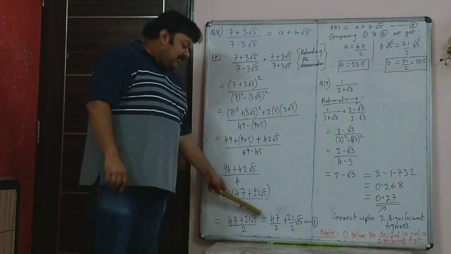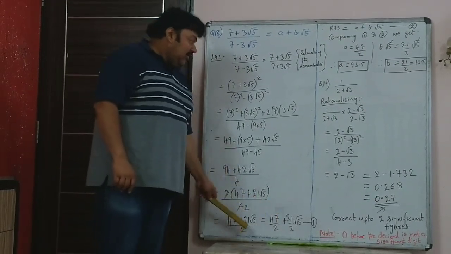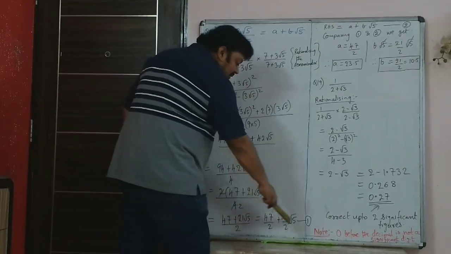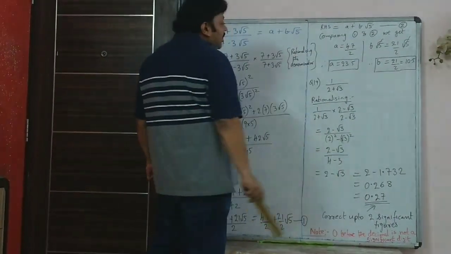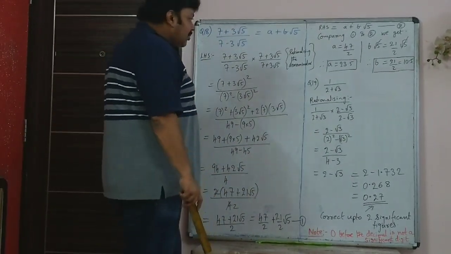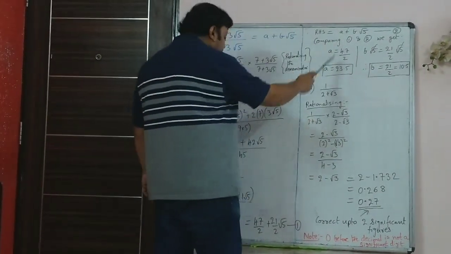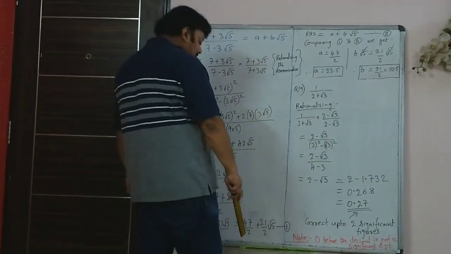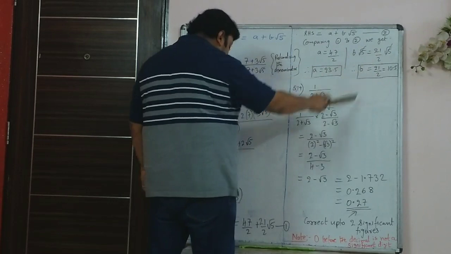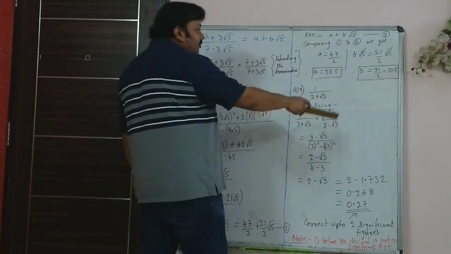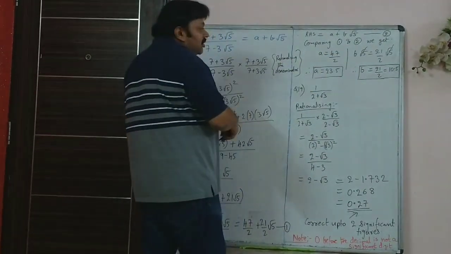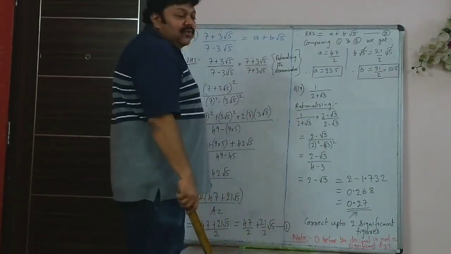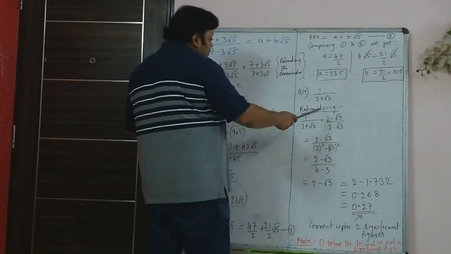So we can split it as 47 by 2 and 21 by 2 root 5. Now this term, which is the equation 1, we compare with a plus b root 5. So when you compare, we get a as 47 by 2, which is 23.5, and b root 5 is equal to 21 by 2 root 5. So root 5 cancels and you are left with b is 21 by 2, which is 10.5. Now this sum, very simple.